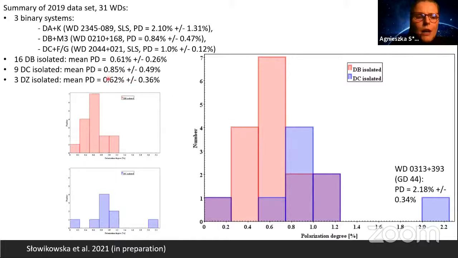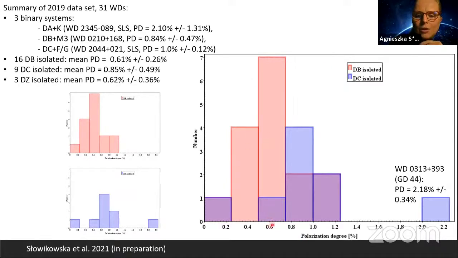And here are the results from 2019, and you can see that first of all we were trying to increase statistics for DB and DC, but as I mentioned, 80% of white dwarfs are DA, so of course it's much harder to find DB and DC type white dwarfs. And you can already see here the histograms with the polarization degree for different types.